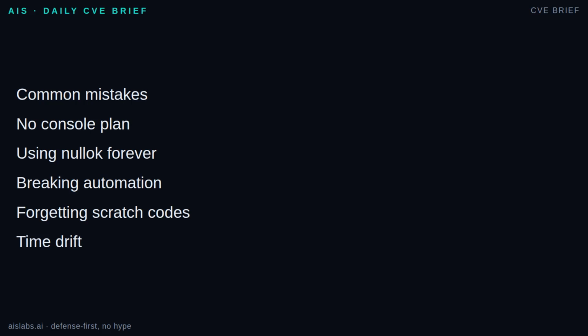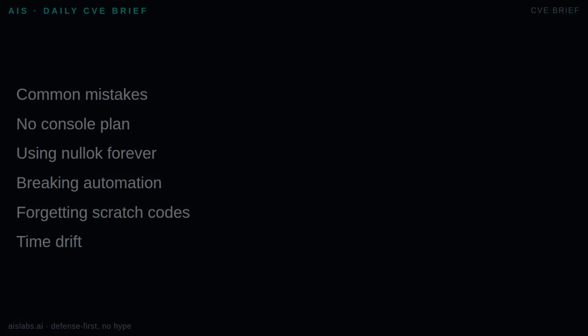Third, automation accounts cannot type TOTP codes. Treat them separately with narrow keys, forced commands, source restrictions, or a Match User block that requires public key only. Fourth, protect scratch codes like passwords. Fifth, keep time synchronized. TOTP tolerates a small window, but bad NTP becomes an outage.